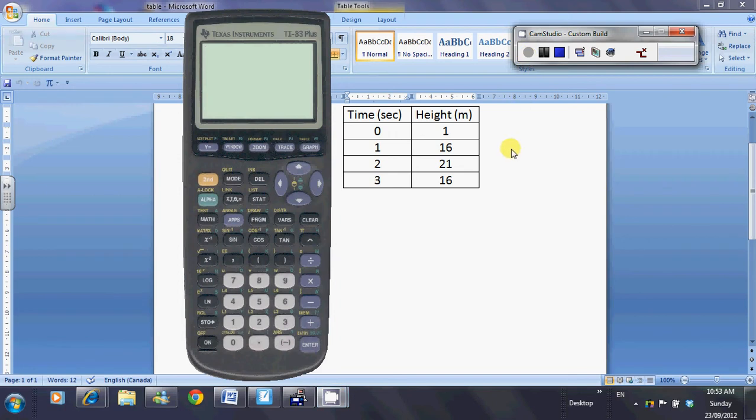In this tutorial, I will show you how to create a stat plot and determine the equation of the data. Once that's complete, we can then determine the instantaneous rate of change at a given point.